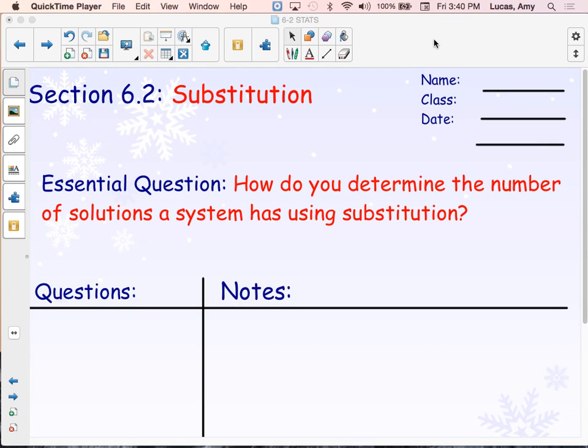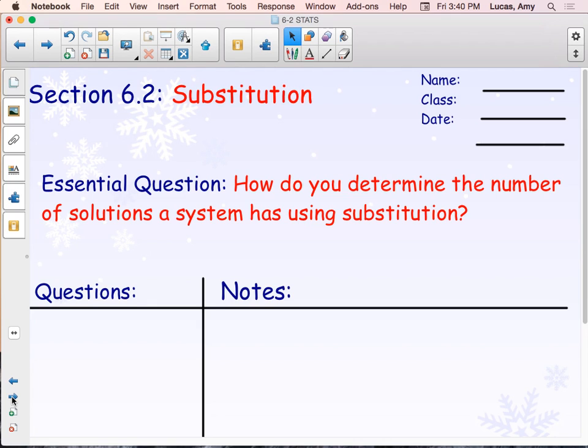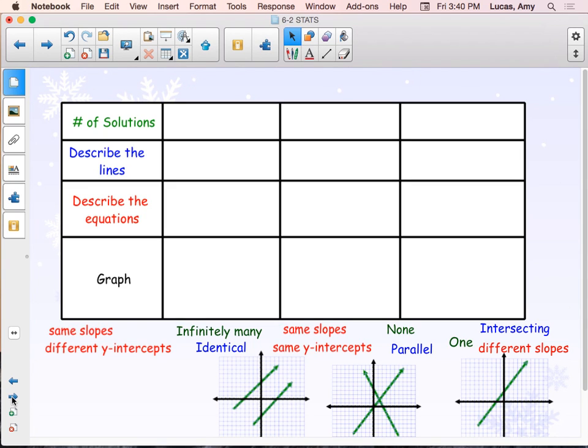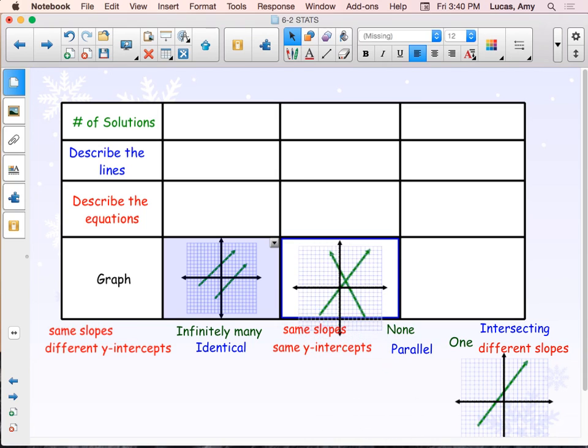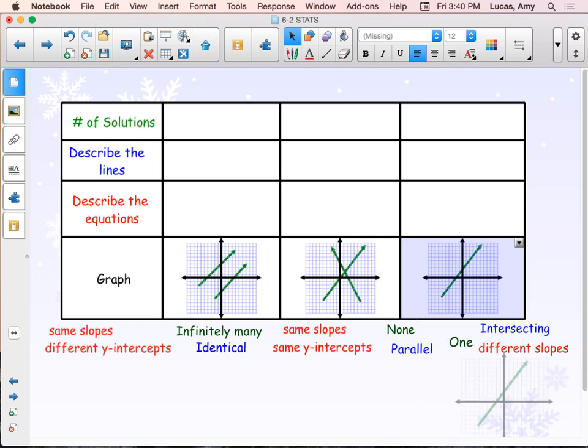Lesson 6-2, Substitution. Our essential question today is, how do you determine the number of solutions a system has using substitution? Our first slide doesn't need to be written in your notes. This is a review, click and drag. Remember that there are 3 different kinds of systems that we can have.